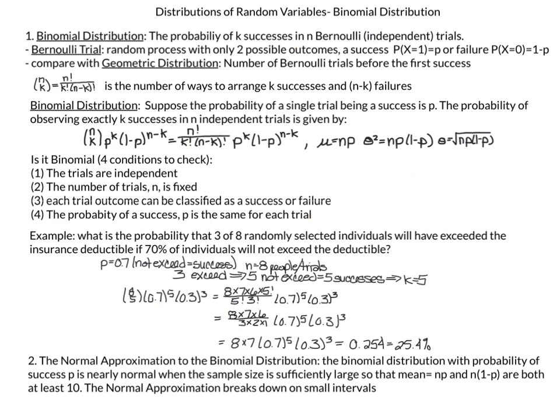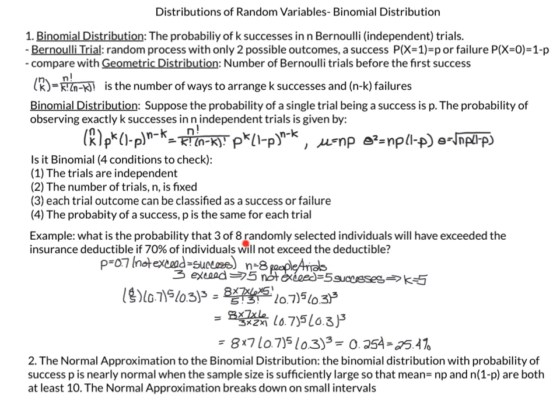I have this example we will go over quickly now and in more detail in the main part of our video. What is the probability that 3 of 8 randomly selected individuals will have exceeded the insurance deductible if 70% of individuals will not exceed the deductible? So here the probability is 70%, and just to remind us, that means they do not exceed the deductible. That's what we consider a success.